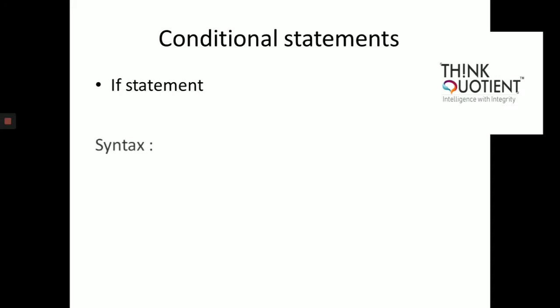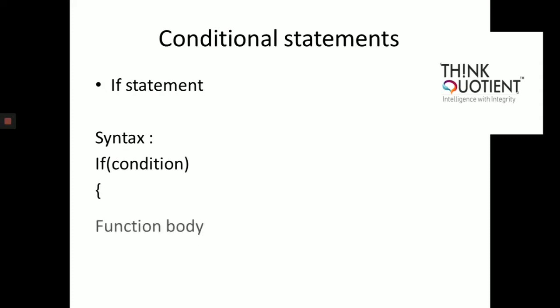Let's have a look at the syntax. You have to write the if keyword, and in the parenthesis you specify any condition that you want to check. Then you have to represent curly braces, give the function body, and close the curly braces. Even if you have only a one-liner condition, you can skip the curly braces as well. Now let's have a look at the code.